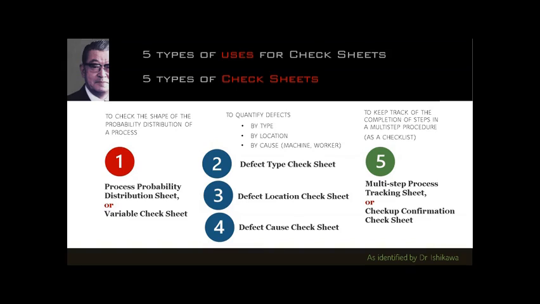The first type is used to check the shape of the probability distribution in the process, or how likely are things to be that way. The second, the third, and the fourth are to quantify defects by type, as of what kinds of defects we have, by location, as of where exactly we're having it, and by cause, as are we having it by human or machine error. The fifth serves to keep track of the completion of steps in a multi-step procedure. So, 5 discrete forms of check sheets are thus defined by these functions.